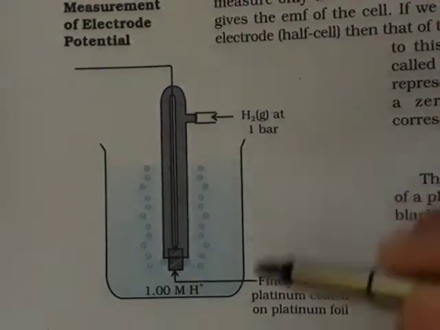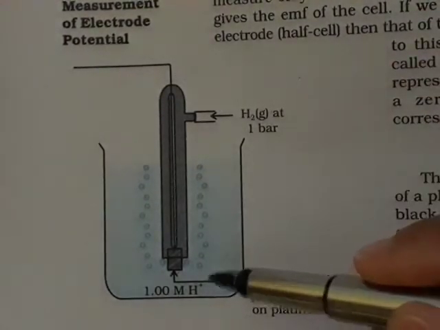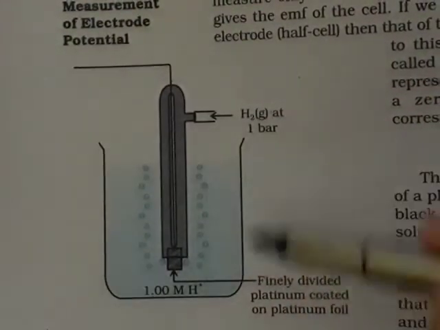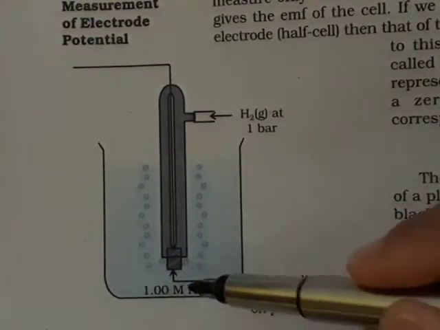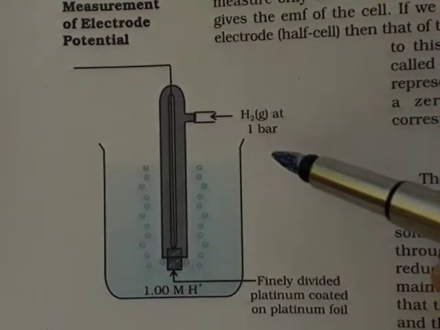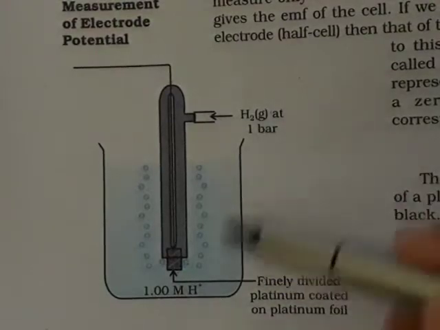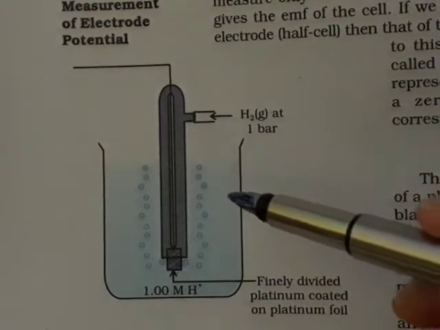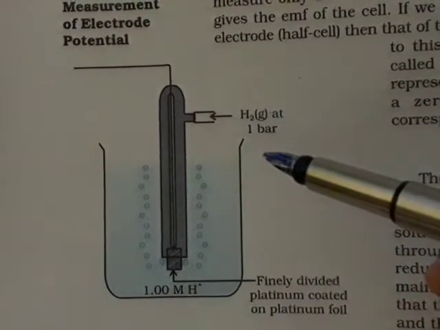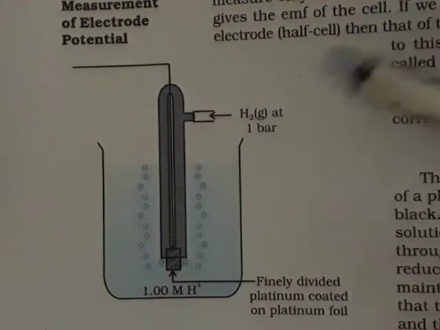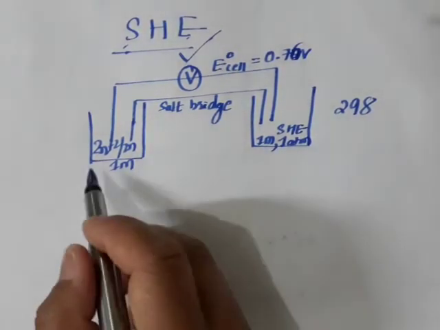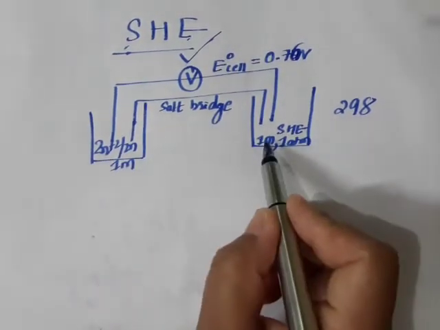Now see, this consists of platinum coated with platinum black, and this is dipped in a hydrogen chloride solution of 1 molar, and continuously hydrogen gas is bubbled through it at 1 atmosphere. All the conditions are standard, so whatever value it has, we consider that as the standard electrode potential. In order to calculate the electrode potential of other electrodes, this is coupled with the other electrode. Now let us calculate the standard electrode potential of zinc with reference to SHE.